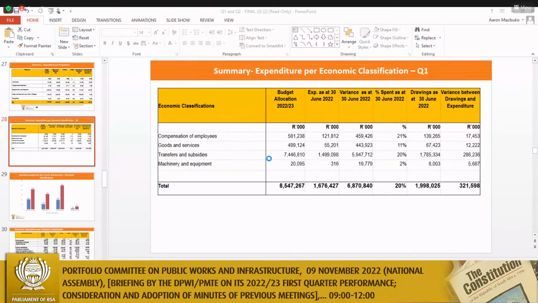Chairperson, for DPW, this is the end. As I've indicated, I will not be presenting the adjustment estimate as it is linked to the second quarter. Thank you, Chairperson.